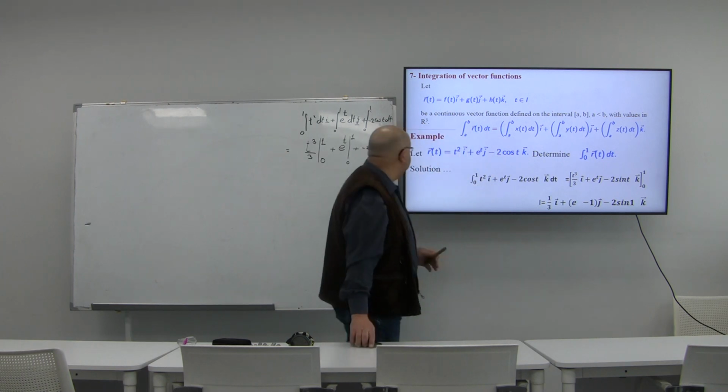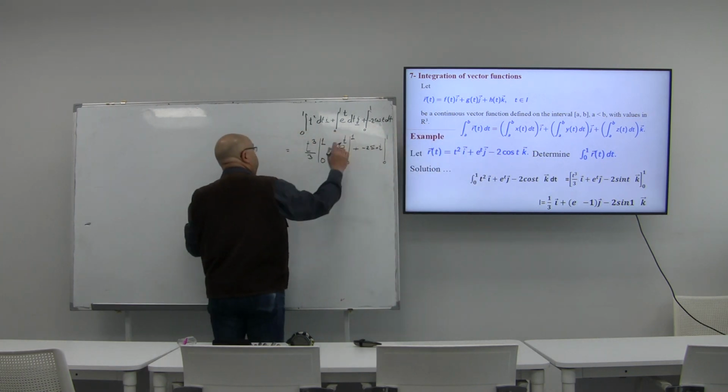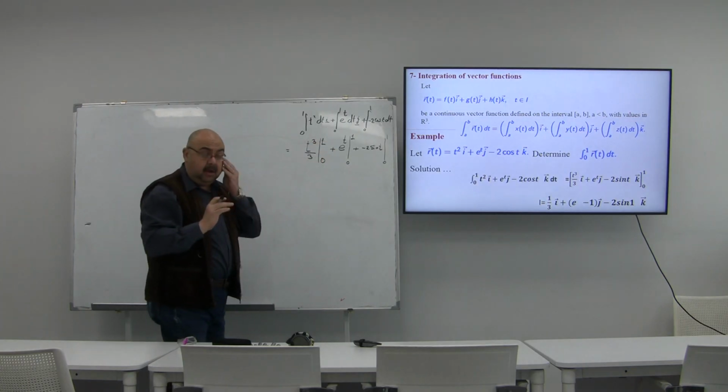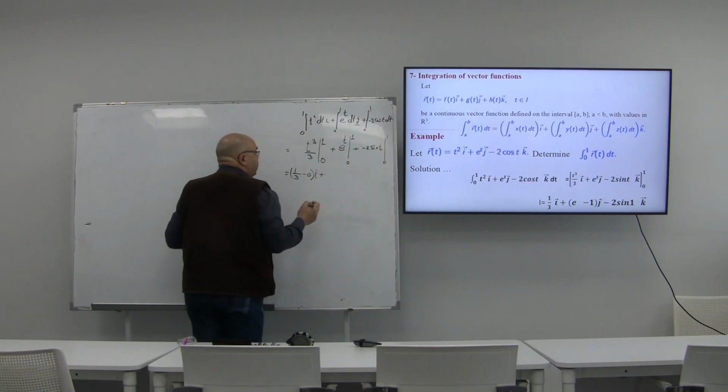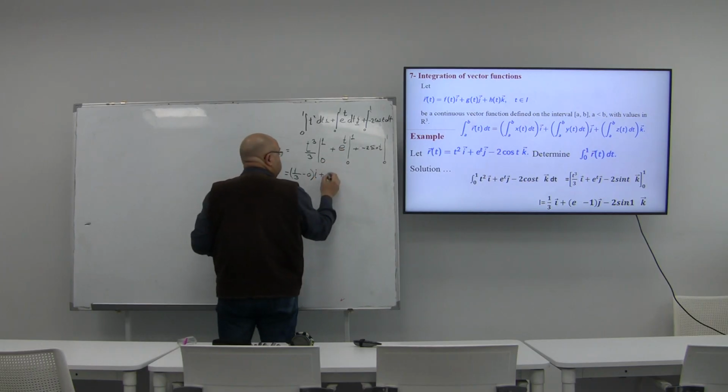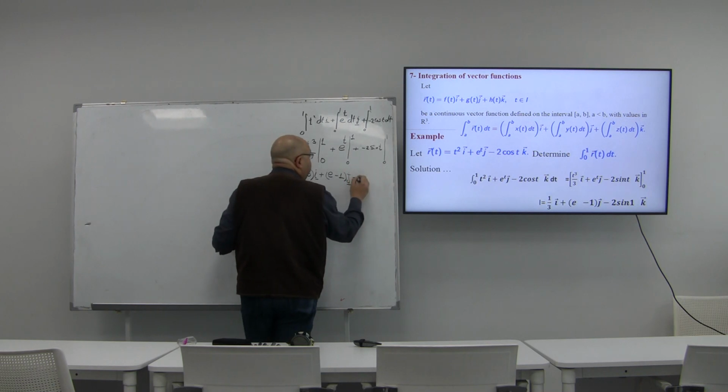Of course, in substitution, we will substitute by the upper bound of your integration limit, then by the lower bound. So it's going to be 1 over 3 minus 0 for the first one in the direction of i, plus I will have e to the power of t. Once you start substituting, it's going to be e minus 1, and this goes for the direction of j, and then finally negative 2 sine t, and that's in the direction of k.